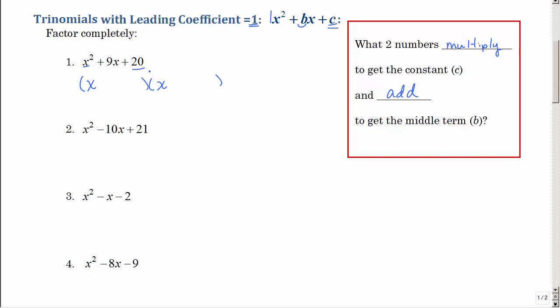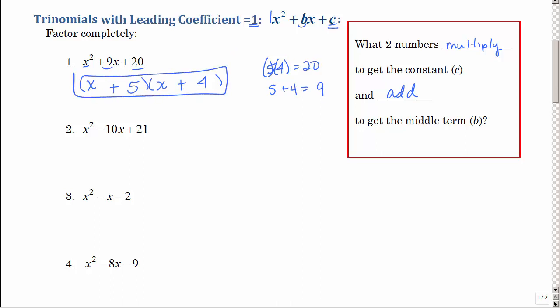Now what two numbers multiply to get 20 but add to get 9? 5 times 4, doesn't matter where you put it, and they both have to be positive, because 5 times 4, if I multiply that together, I get 20, and if I add 5 plus 4, I get 9. You could check it by multiplying out your answer and getting back to where we started from.